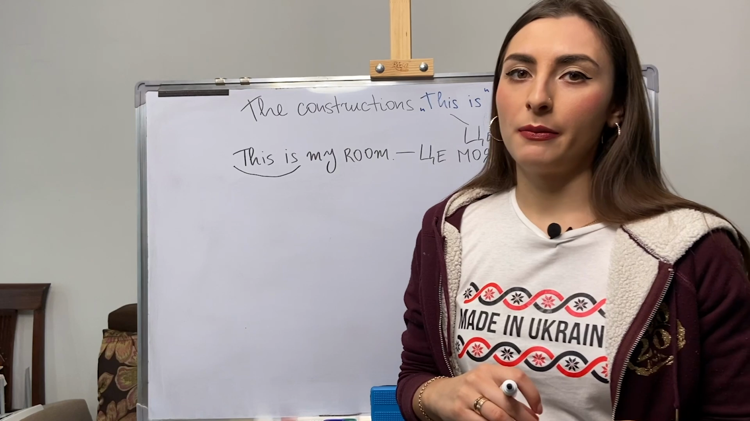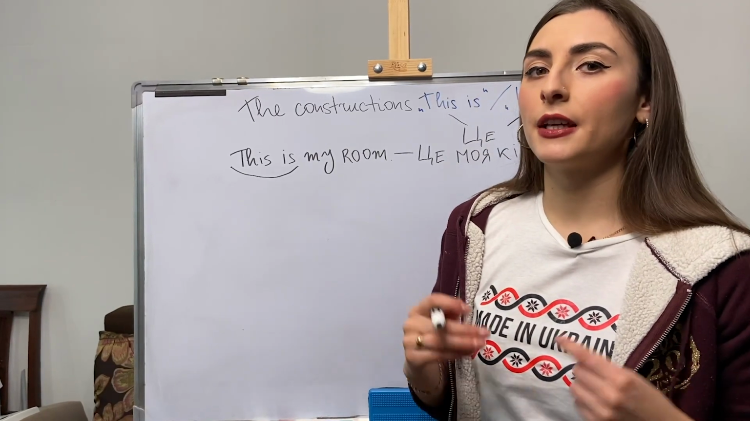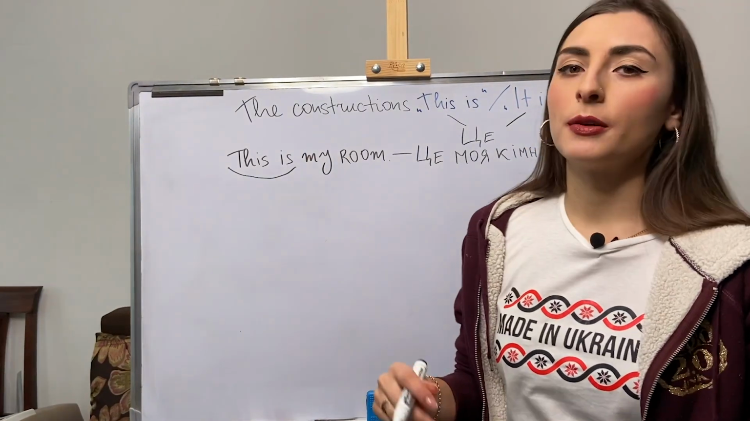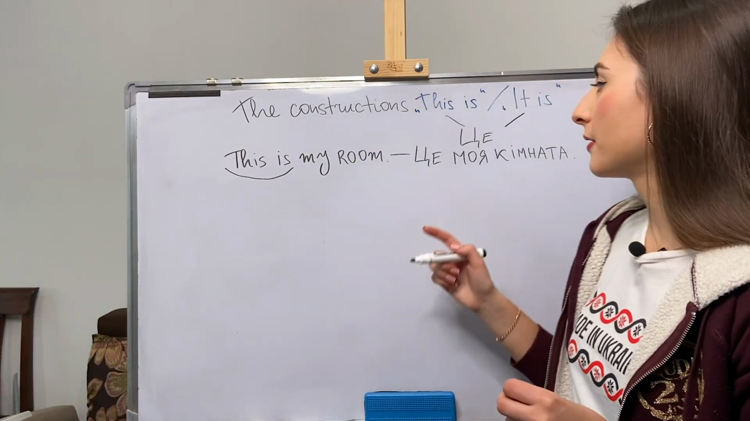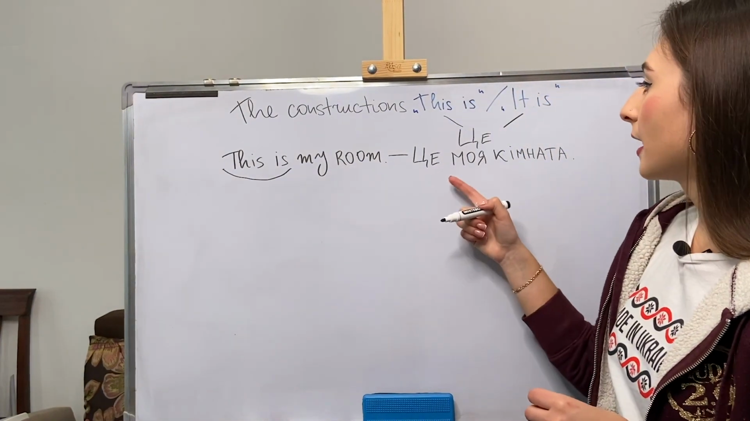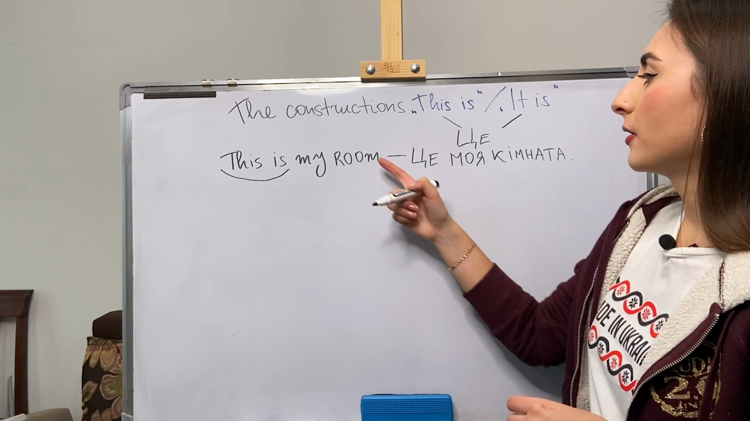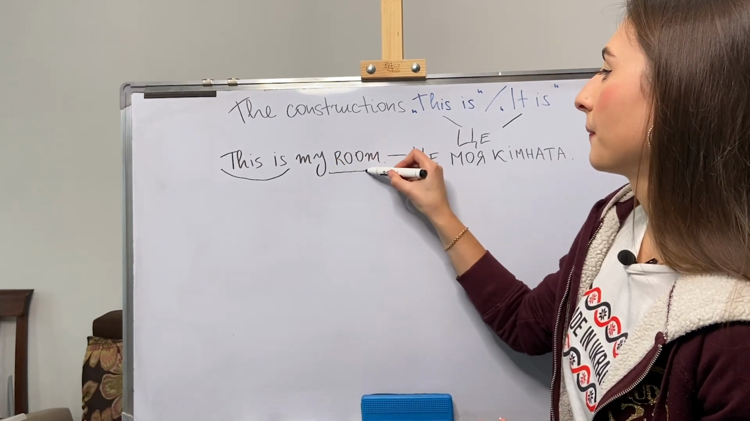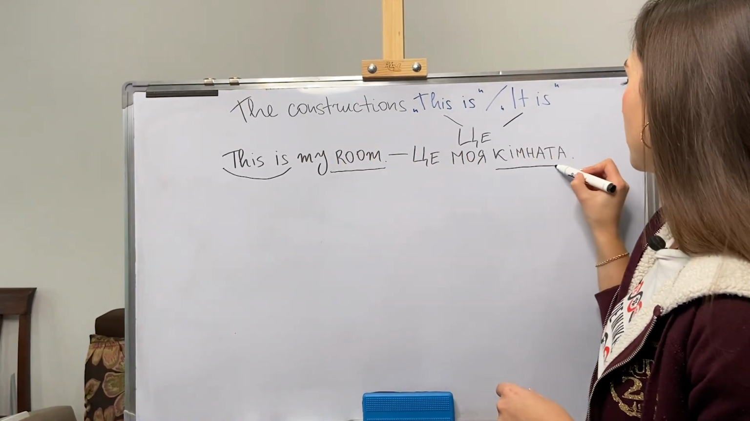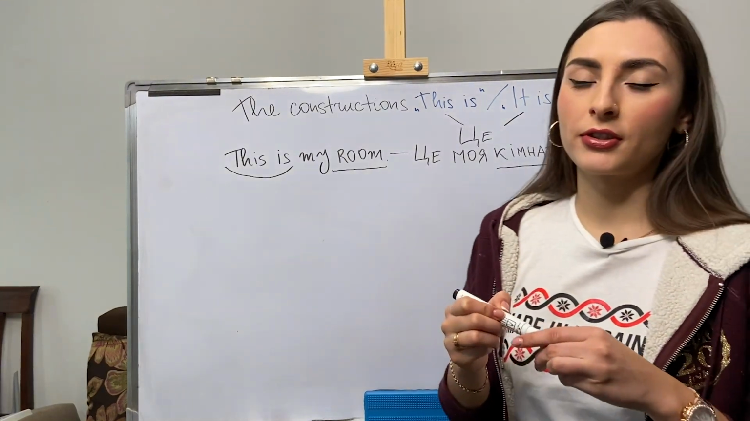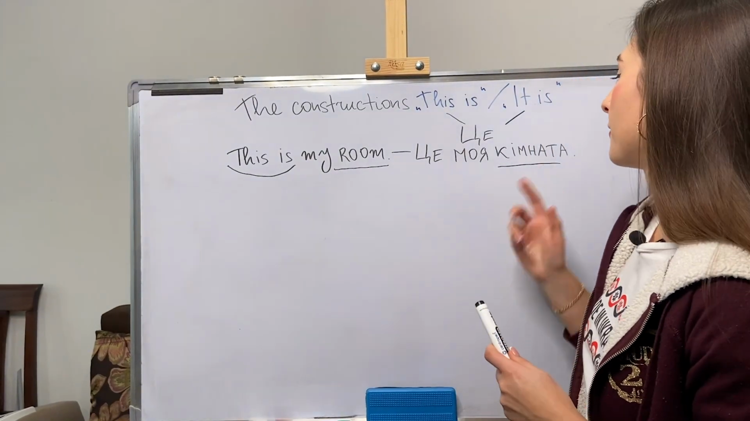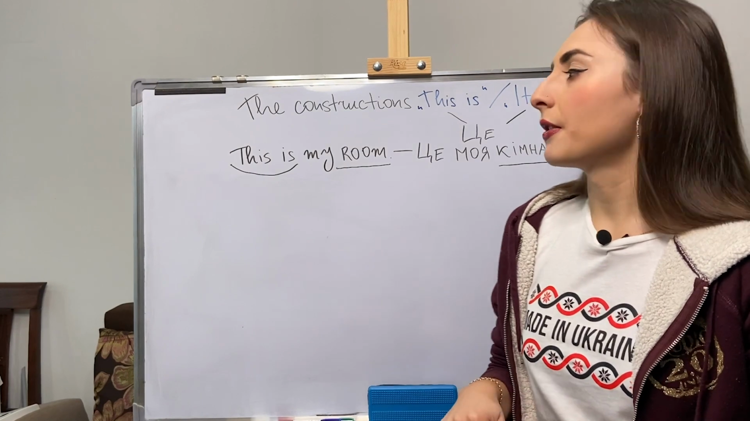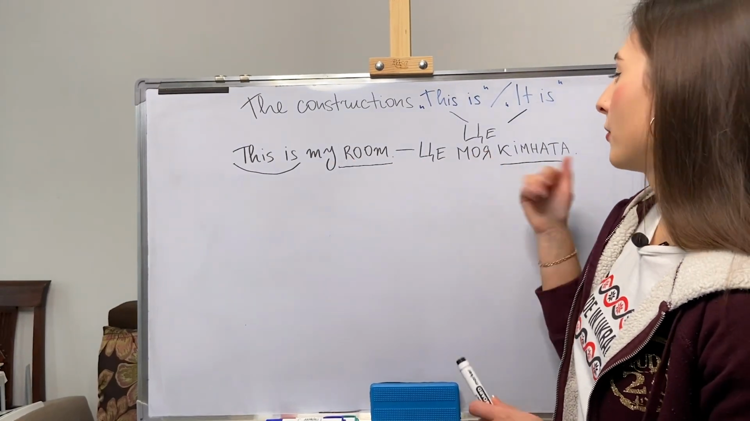And as you know, the basic grammar rule is that we omit the verb "to be" in the present tense. So we just say це. My is моя, room кімната. So actually we have to focus on the noun here, and you know room is translated as кімната. This is a feminine gender noun. Therefore we use the form of "my", моя.